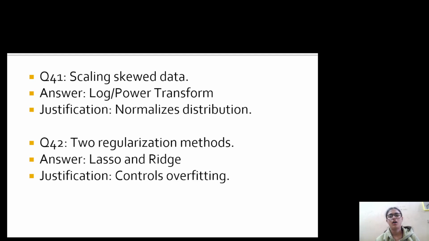So, hello everyone. Now we will move on to the section 4 conceptual assessment. In this section, we will discuss 10 important theory-based questions that will cover core concepts of data science, machine learning, and model behavior. So, let's begin.